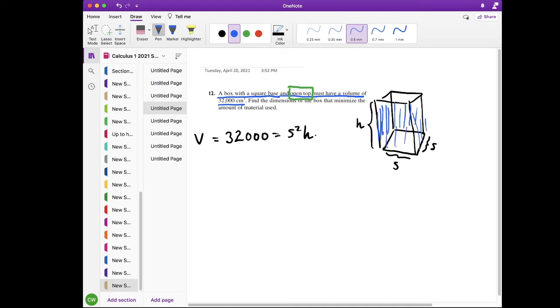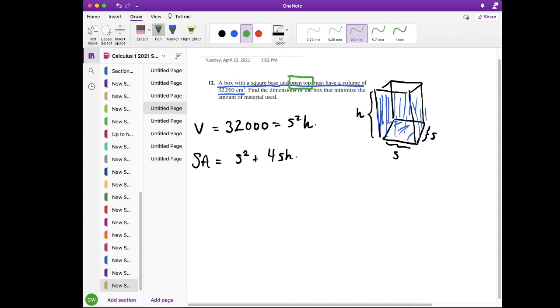And also the base. Yeah, so then the surface area is area of base, which is just S squared. And then the sides of the box, what is the area of the sides of the box? Right, they're each SH, and there's 4 of them. Okay, so this is the one that we would need to minimize.